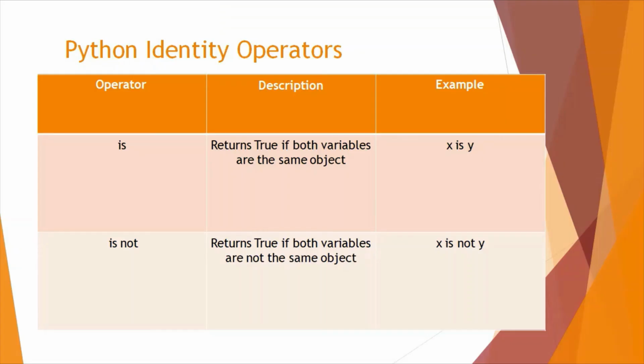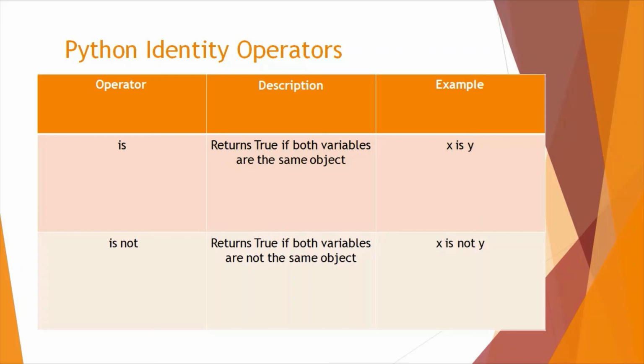So it returns true for y in x and false for y not in x. So here we have Python identity operators. Operator name is is, and it returns true if both variables are the same object. Like if x and y are the same object, we will check if x is y, and if x is y, then it will return true, and if x is not y, then it will return false. For is not, it will return true if both of them are not the same object. Like if x is not y and we are checking for the is not condition, it will return true. If we are checking for the is condition, it will return false.